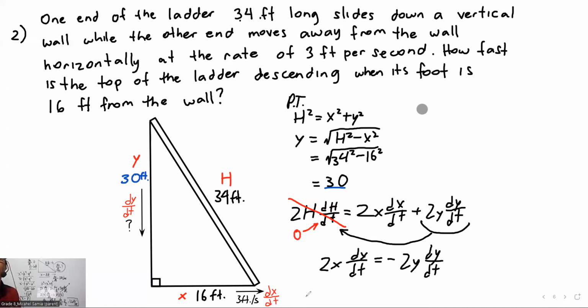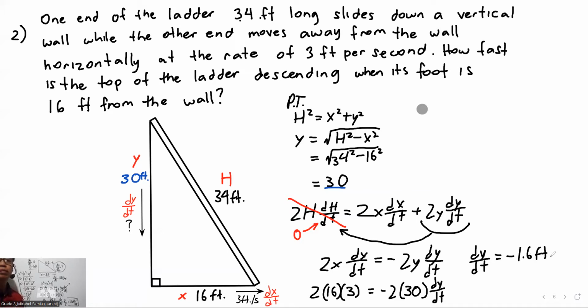2x should be substituted: negative 2 times 16 times 3 equals negative 2 times 30 times dy/dt. Isolating dy/dt, we get 1.6 feet per second. So the answer is negative 1.6 feet per second.